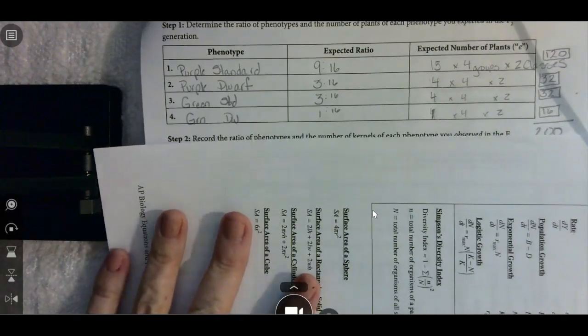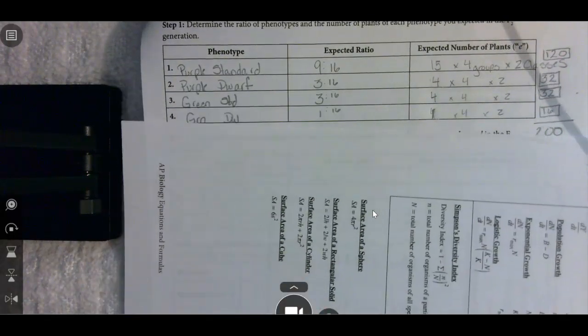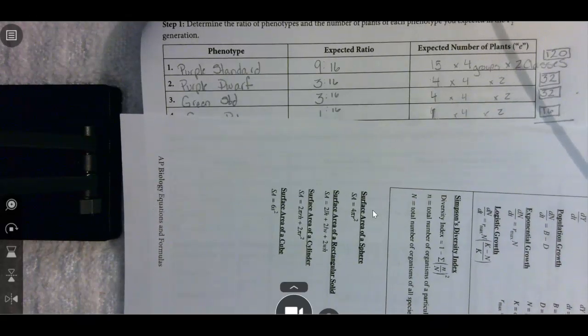The phenotypes are purple standard, purple dwarf, green standard, green dwarf. The expected ratios were 9 to 16, 3 to 16, 3 to 16, and 1 to 16. Those ratios came from us completing our dihybrid cross. The expected number of plants was 15, 4, 4, and 1 because everybody had 25 seeds.